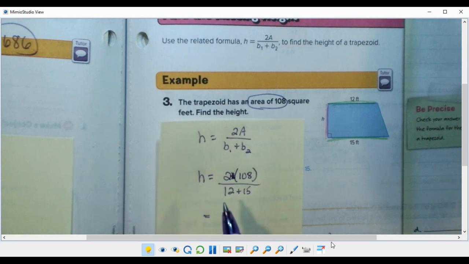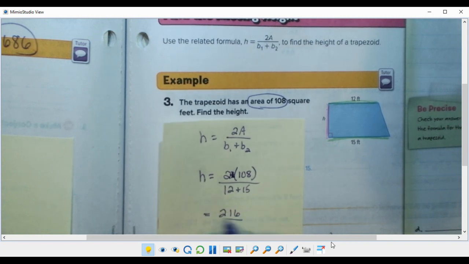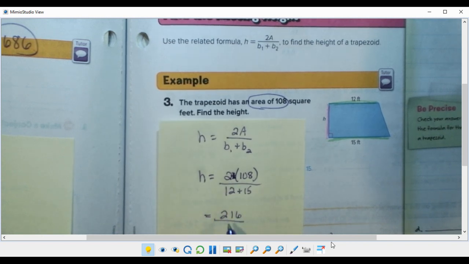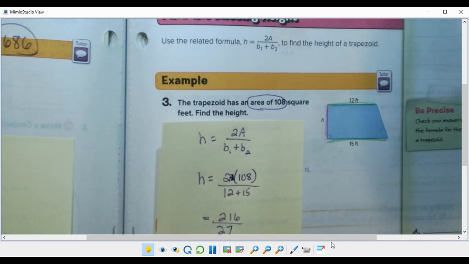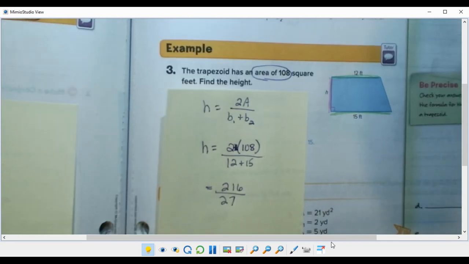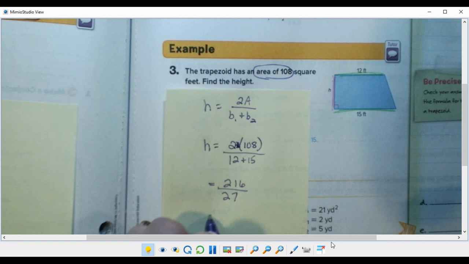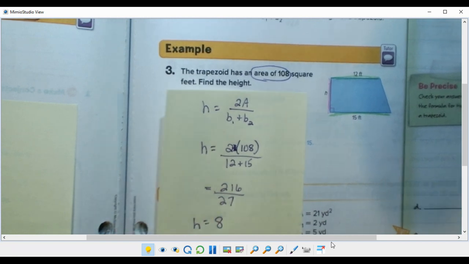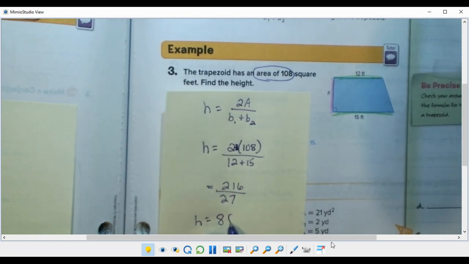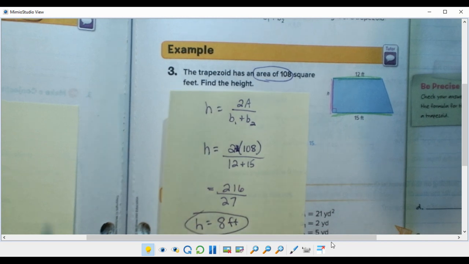All right, so 2 times 108 is 216. 12 plus 15 is 27. I'll grab my calculator because I don't know that off the top of my head. It looks like it's going to be about 9 something. 216 divided by 27 equals, close enough, 8. Now, this one would be plain 8 feet, not feet squared, because we're only finding the height, and I'd measure it with just a regular ruler. I would not use squares like I would for area.